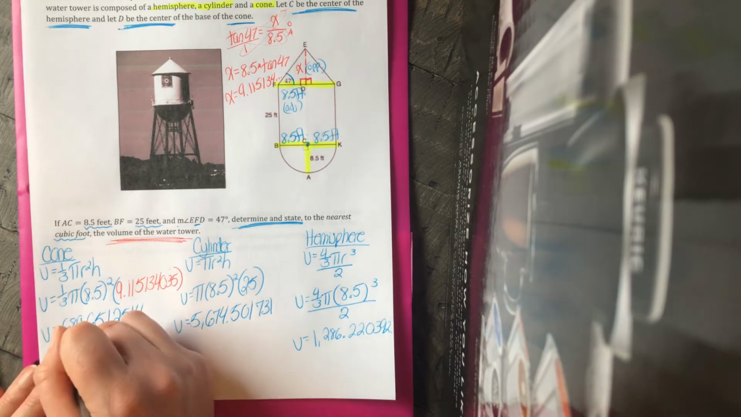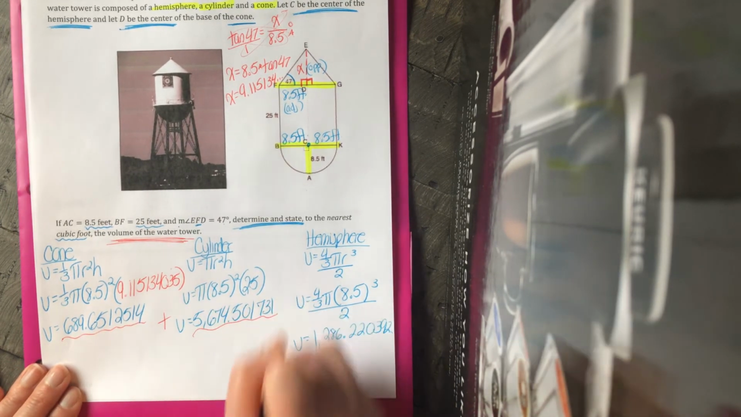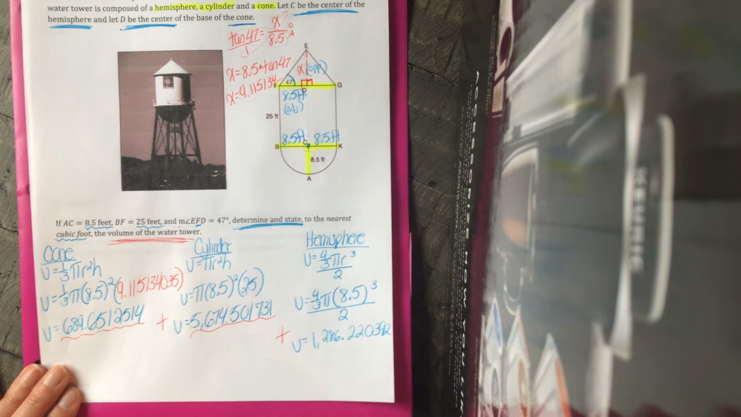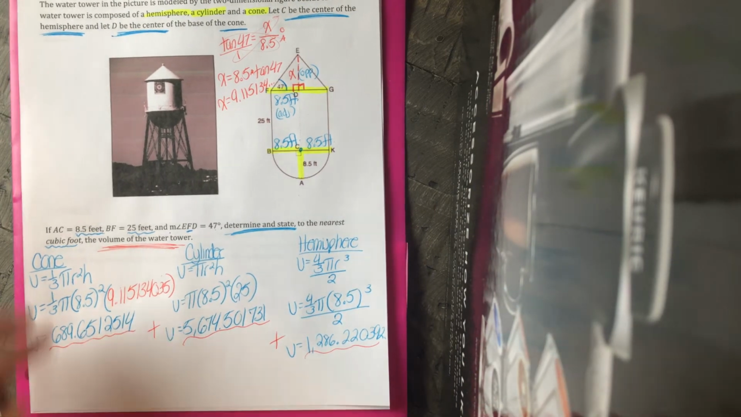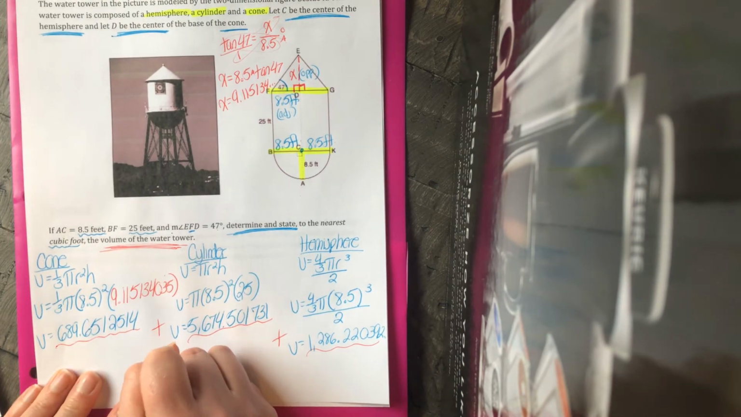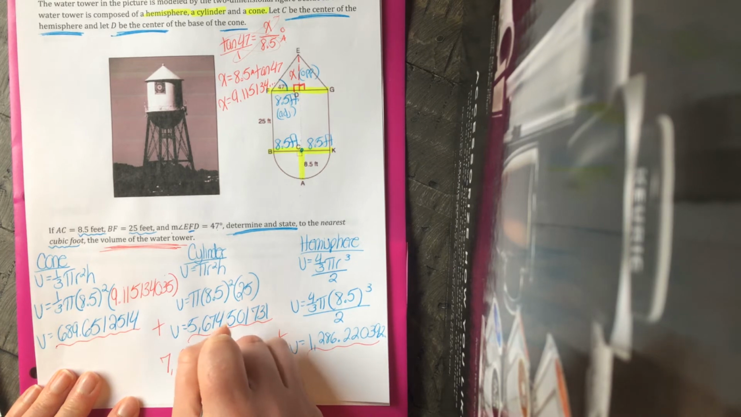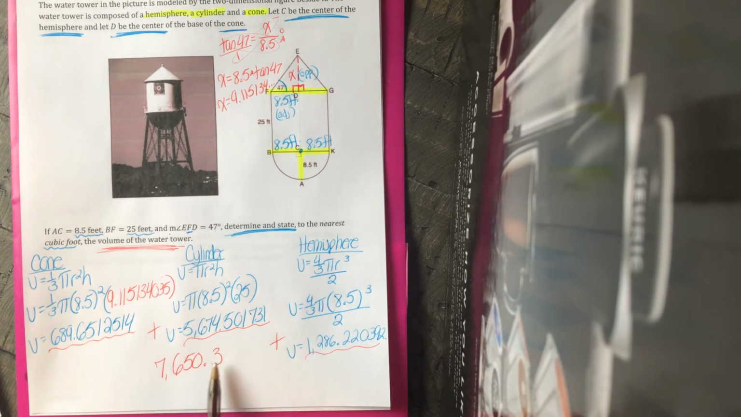And now in order for me to wrap this question up, to find the volume of the entire water cone, I'm going to take the volume of the cone, add it to the volume of the cylinder, then add that to the volume for the hemisphere. I'm going to put all three shapes together, and I should have gotten 7,650.3.